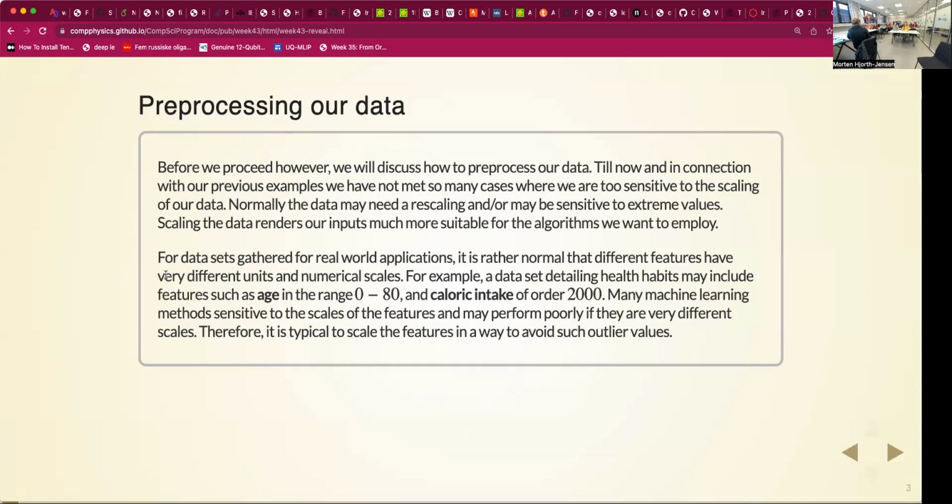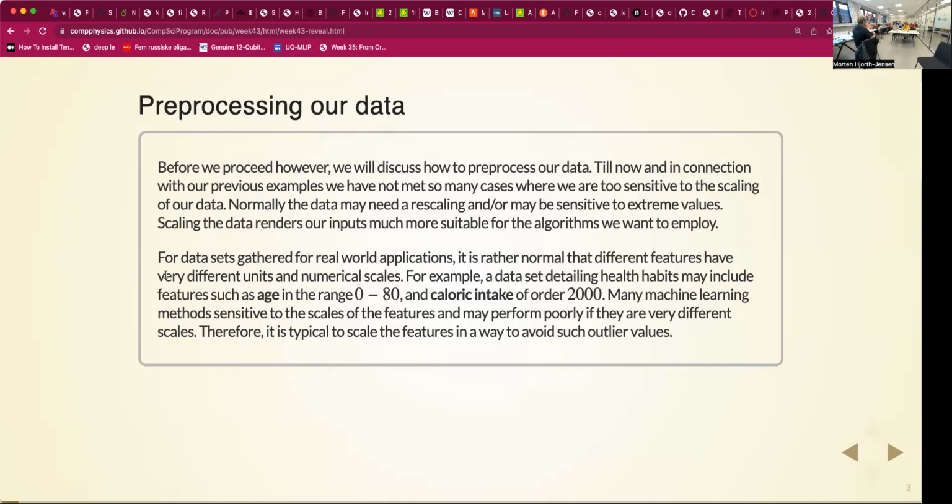But before we actually discuss many of these topics, I wanted to bring up a topic which is sometimes something which causes confusion for people. And that is about scaling of the data and why we typically scale data.